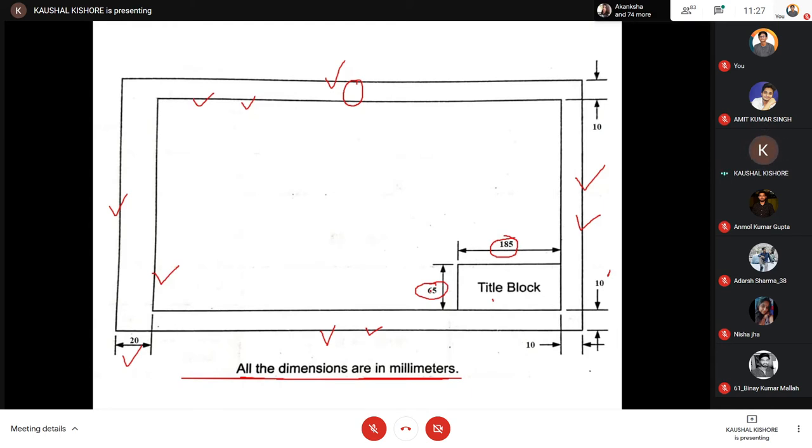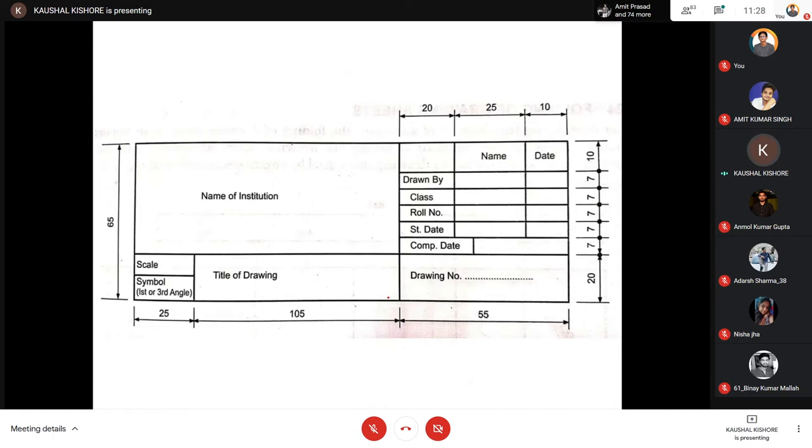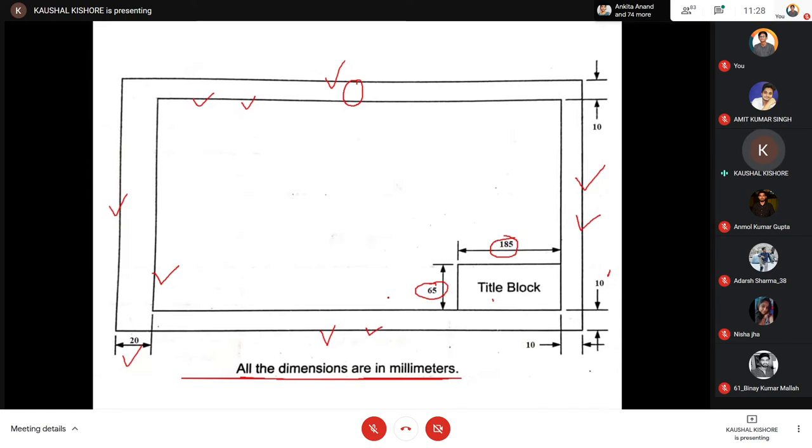It may be that your batch consists of F1, F2, F3. For the F1 batch, your batch will follow 185:65. For the second batch, it may follow 165:85 or 170:65. There are various patterns available for the title block.